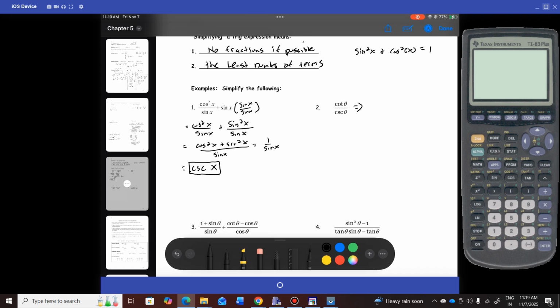So cotangent is cosine theta over sine theta. Cosecant is 1 over sine theta. And so this becomes cosine theta over 1 because the sines cancel. And so this becomes cosine theta. One term, no fraction.